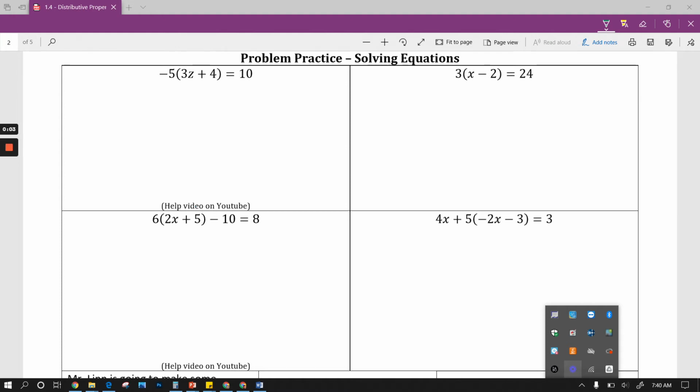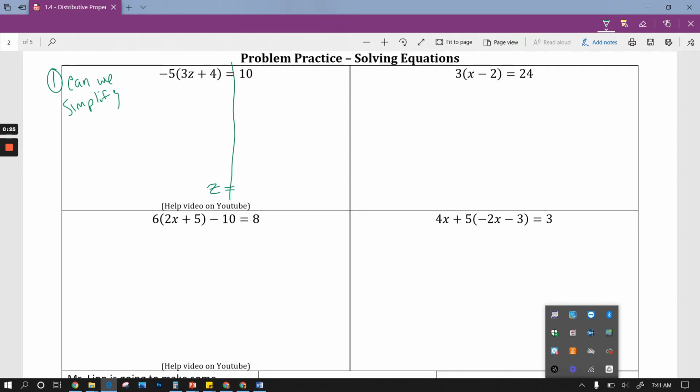All right, solving problems using the distributive property. So when we have equations, the first question we're always going to ask ourselves is, can we simplify? So our objective is always to isolate the variable. So we're going to have z on one side, all the numbers on the other side.